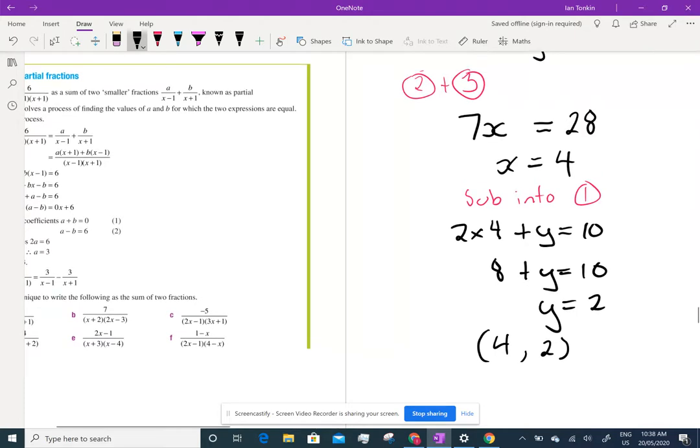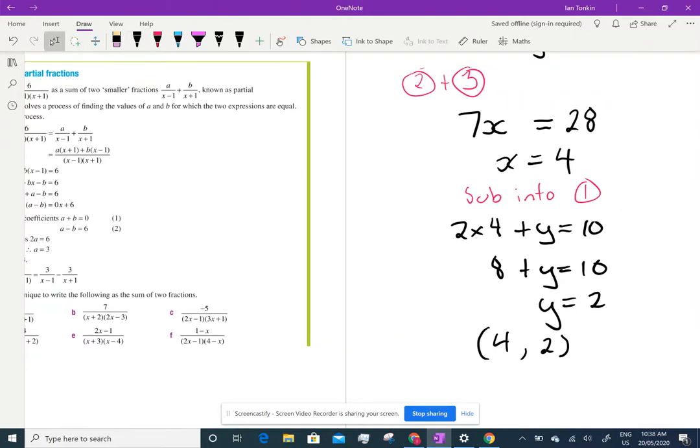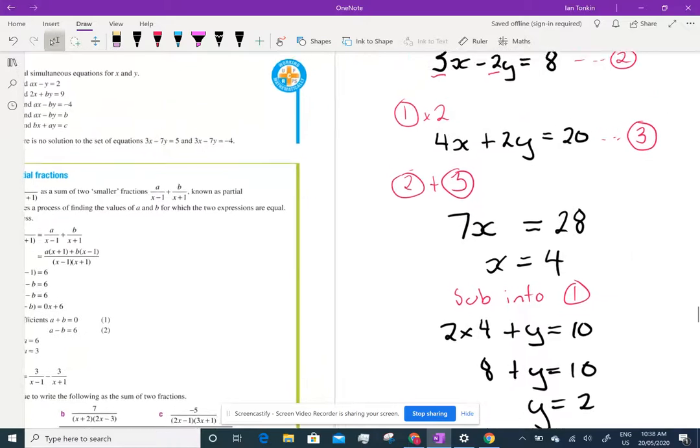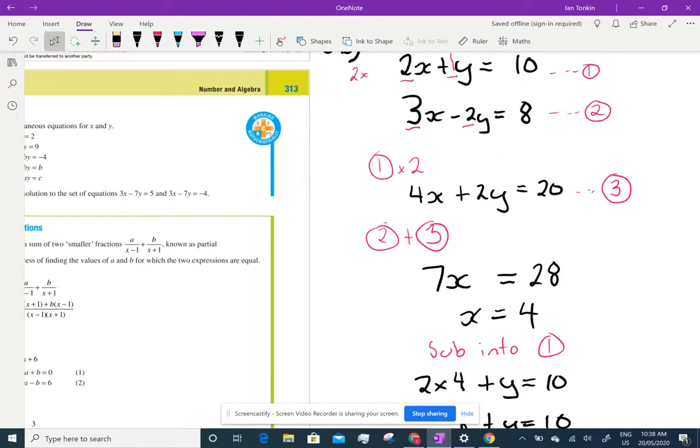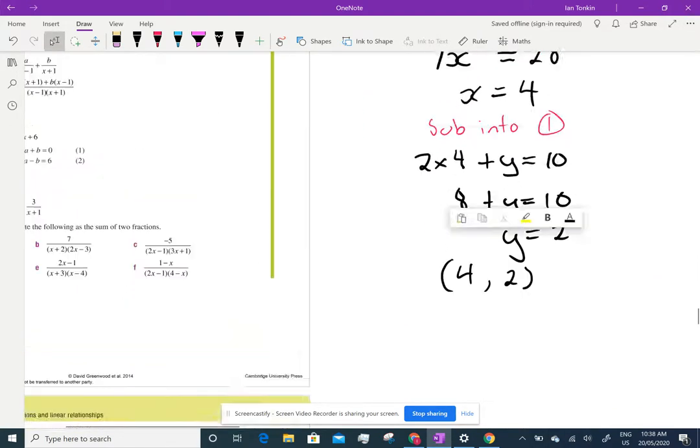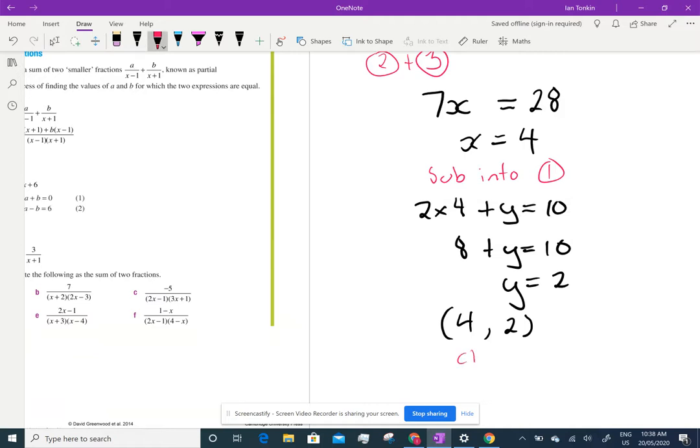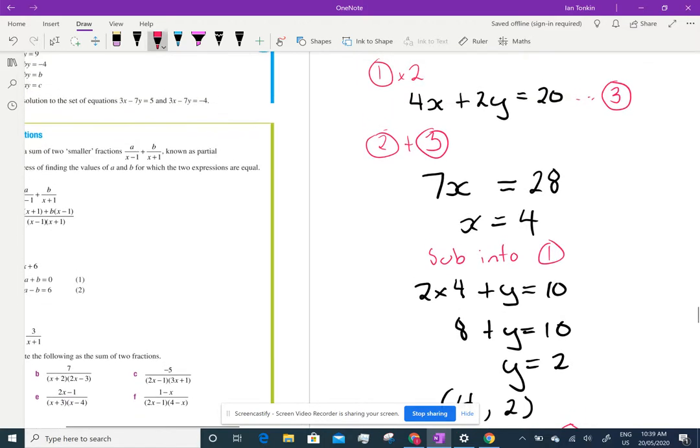Well, I have to check it. Now, I can't check it in 1 because that's where I got it from. And I can't check it in 3 because 3 is just a different version of equation number 1. I have to check it in 2. So I'm going to check in equation number 2. And this checking procedure is important. You'll notice that I haven't gone to the answers at all, because if I check and it works, well then I know I've got the right solution. And this is what you should be doing when you do an exam.